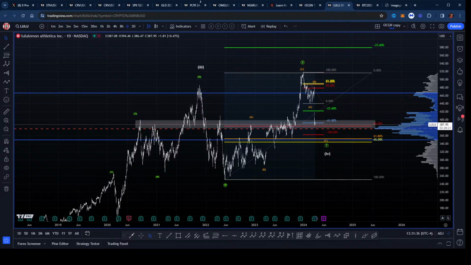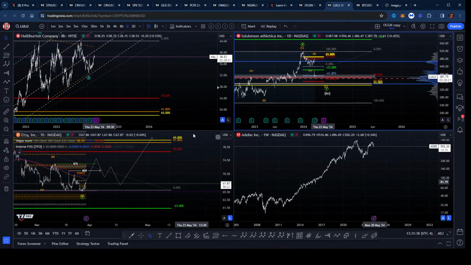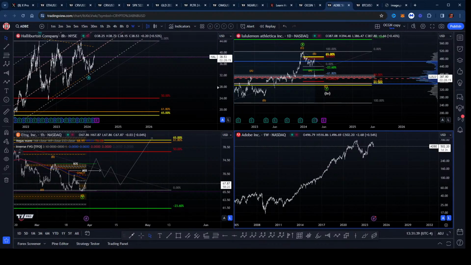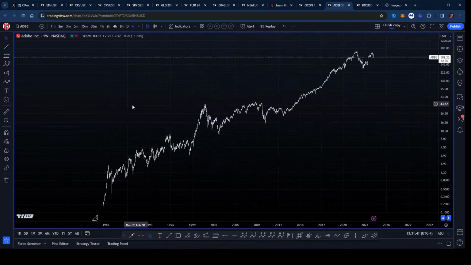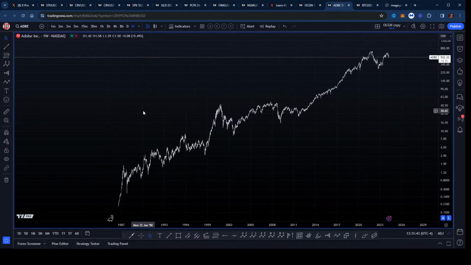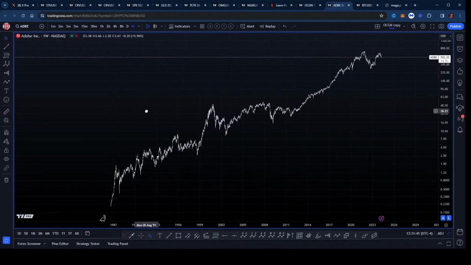Oh, Lulu and Adobe. Okay, it's Adobe. Adobe, as I recall, it's crazy technical. Okay, so there's a weekly on Adobe. Okay, so what are we doing with that? Okay, so where's COVID? COVID's out here. No, where COVID is, Jesus, is that COVID? Yeah, that's COVID. So we're going back to 1987.